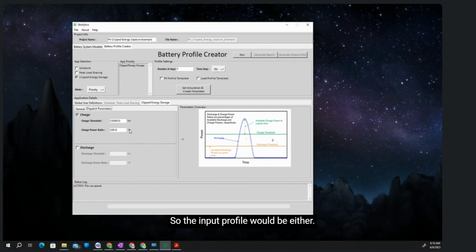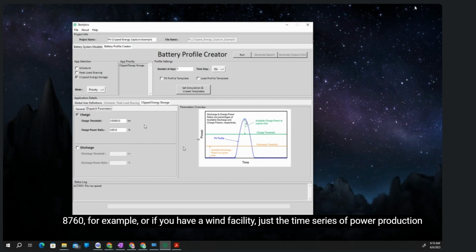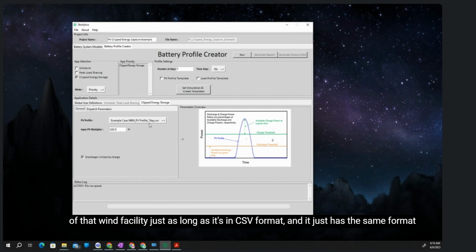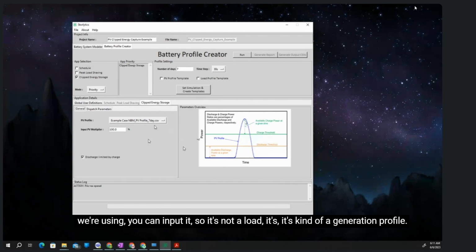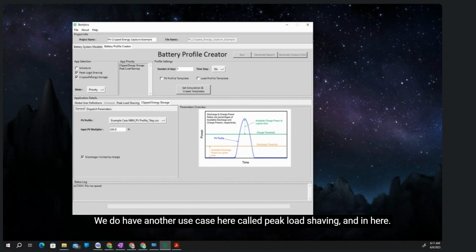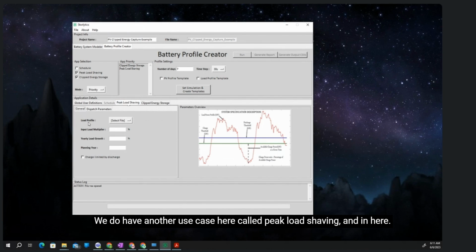So the input profile would be a generation profile. That could be a PV profile, like your PV system output, for example, or if you have a wind facility, just the time series of power production of that wind facility. As long as it's in CSV format and has the same format we're using, you can input it. So it's not a load, it's a generation profile. We do have another use case here called peak load shaving. And in here, you input a load profile.